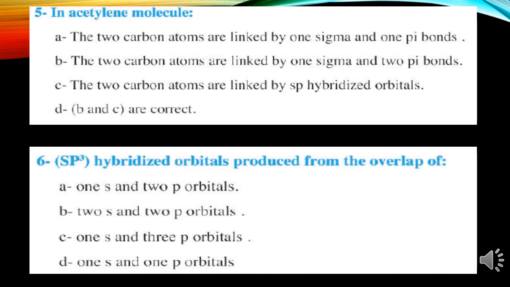Question number 6. sp3 hybridized orbitals are produced from overlap of A, 1s and 2p orbitals; B, 2s and 2p orbitals; C, 1s and 3p orbitals; D, 1s and 1p orbitals. So the answer will be C, 1s and 3p orbitals.